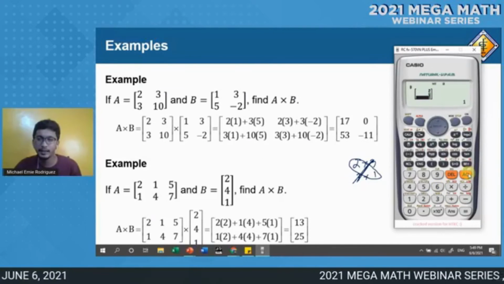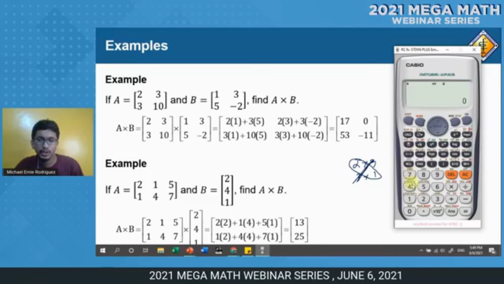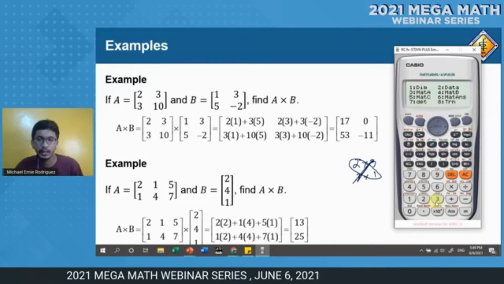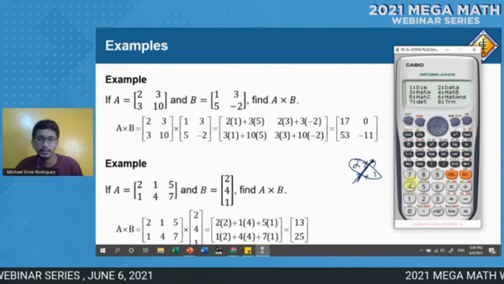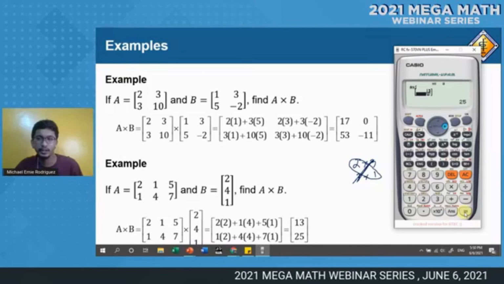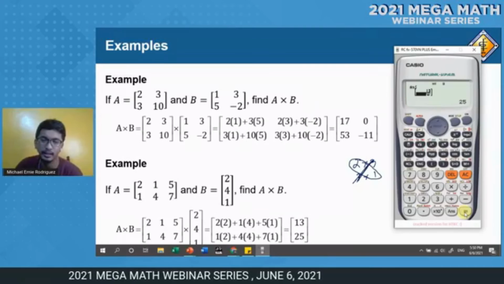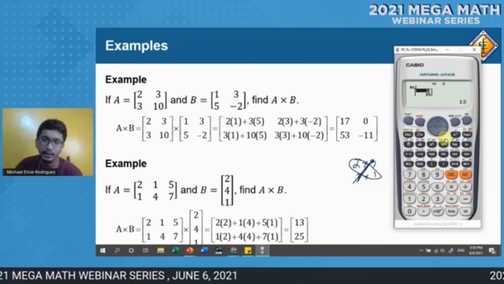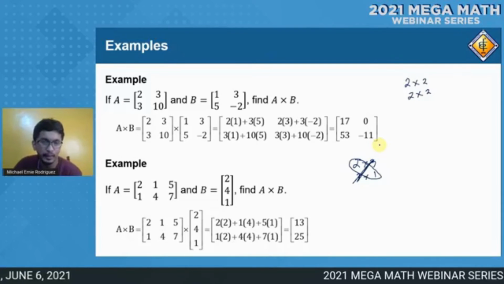Okay, and then AC tayo. And then, we multiply now. Shift matrix A times shift matrix 4, matrix B. So, our answer is 13 tsaka 25. Yung nasa elements natin. Okay? So, yun yung ating calculator technique. Okay? So, input mo lang siya and then you have the answer.